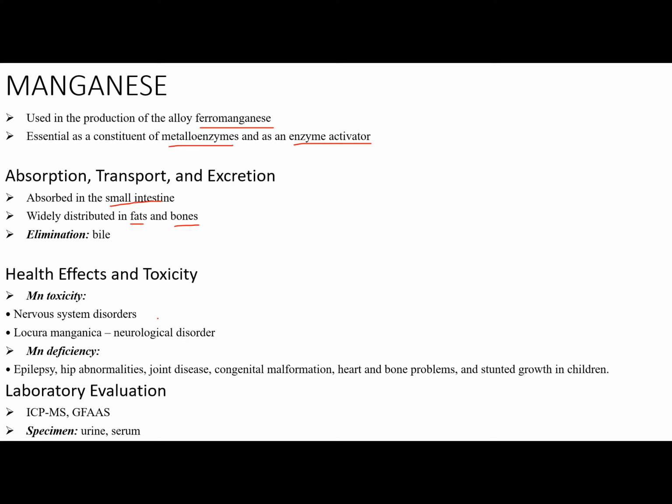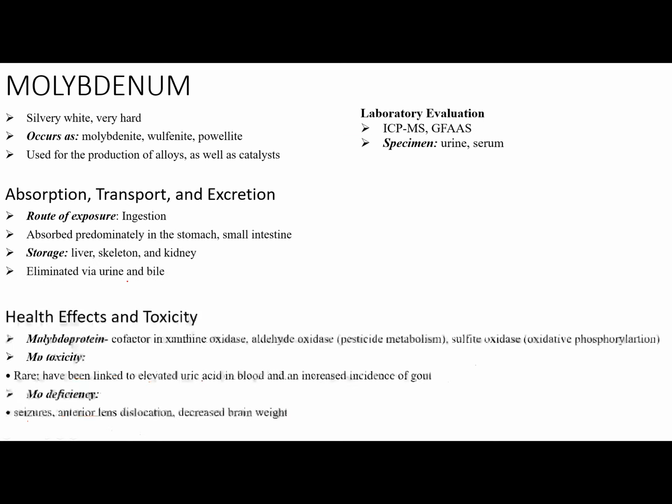So manganese toxicity would lead to nervous system disorder, could also lead to what we call locura manganica, which is a neurological disorder. Then manganese deficiency would lead to epilepsy, hip abnormality, joint disease, congenital malformation, heart and bone problems, and stunted growth in children. Lab evaluation is via the ICP-MS, GFAAS. Specimens are urine and serum.